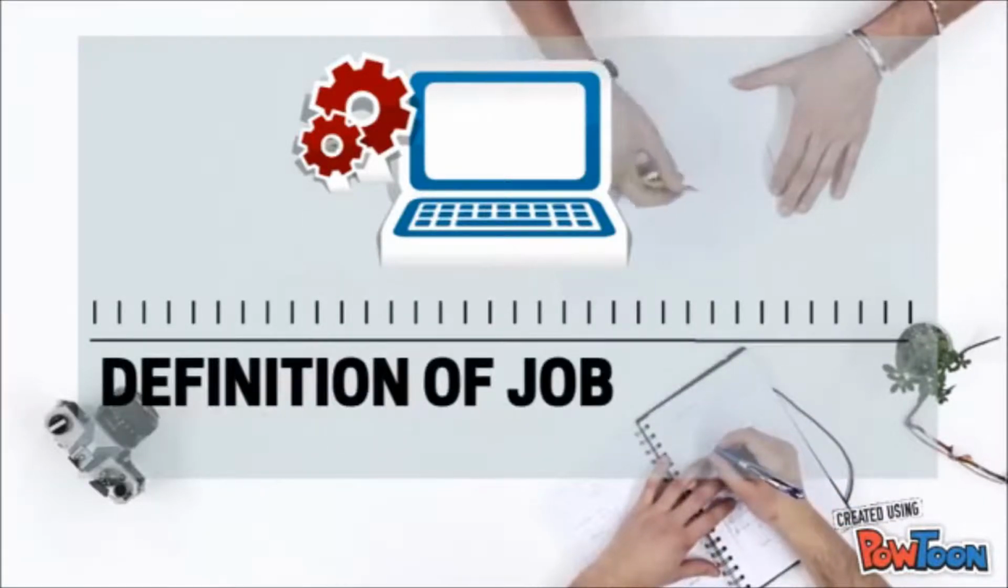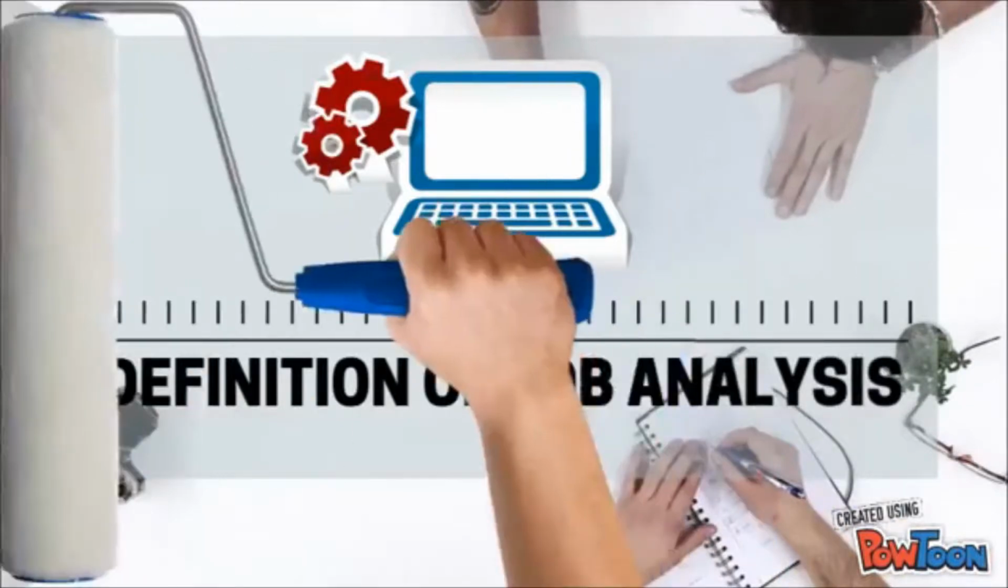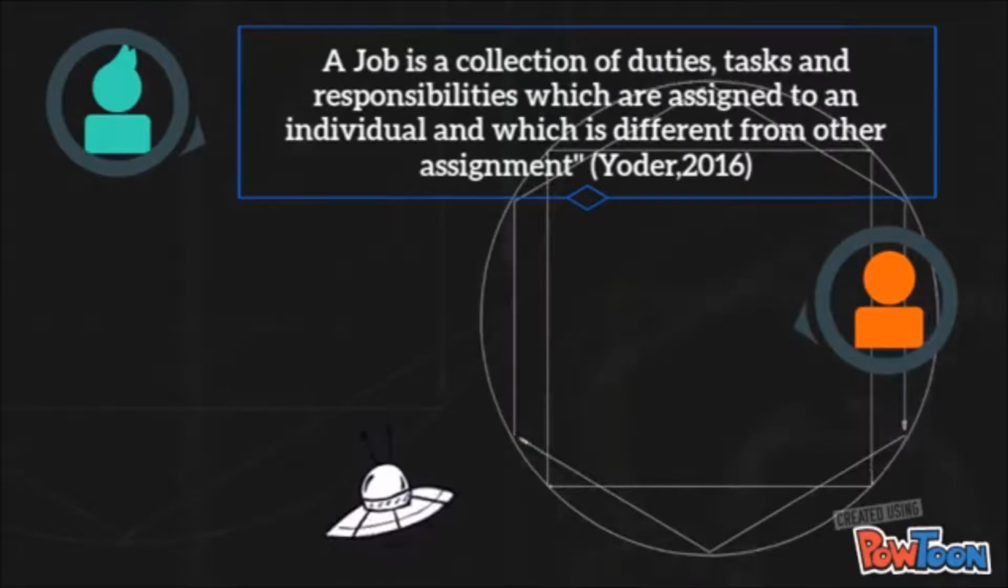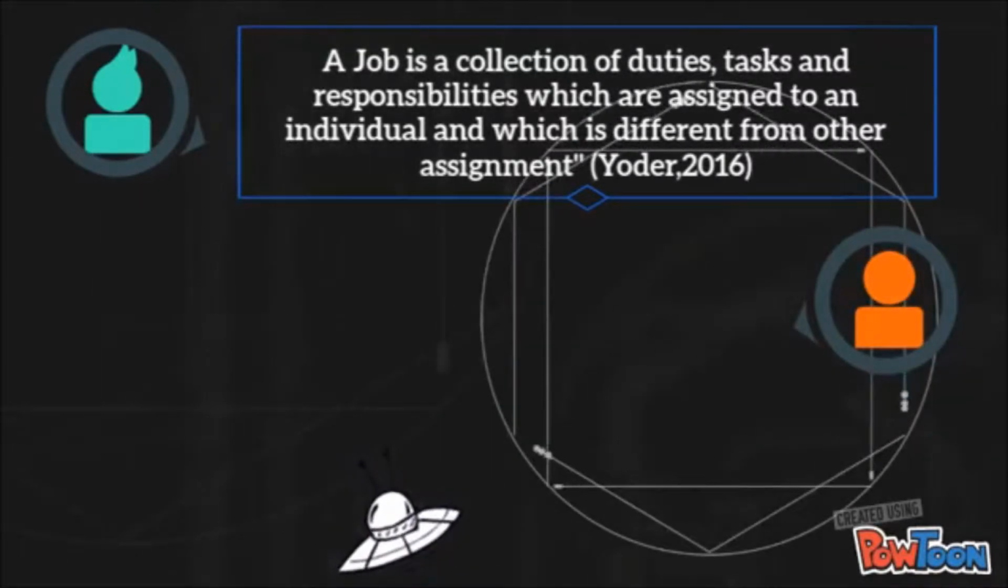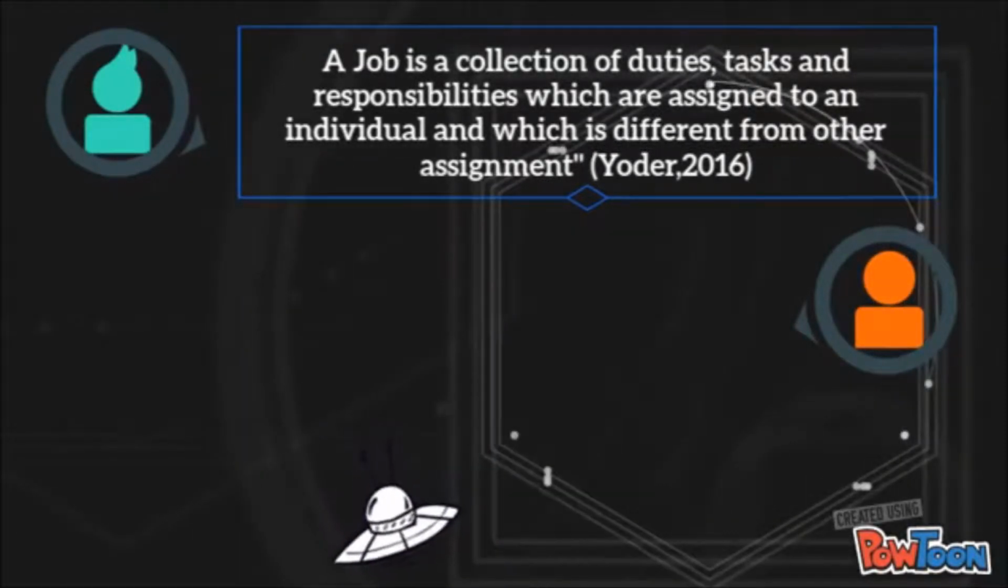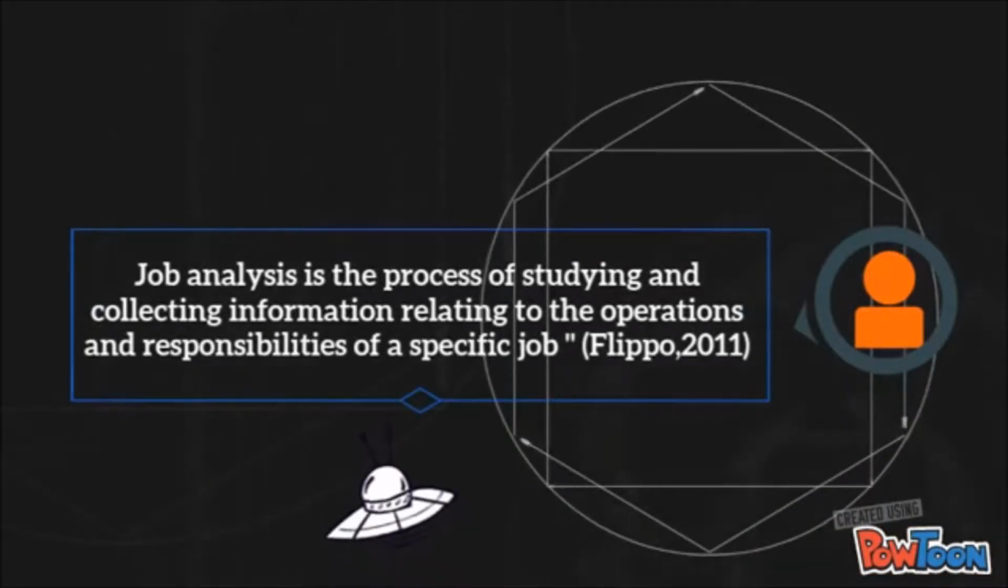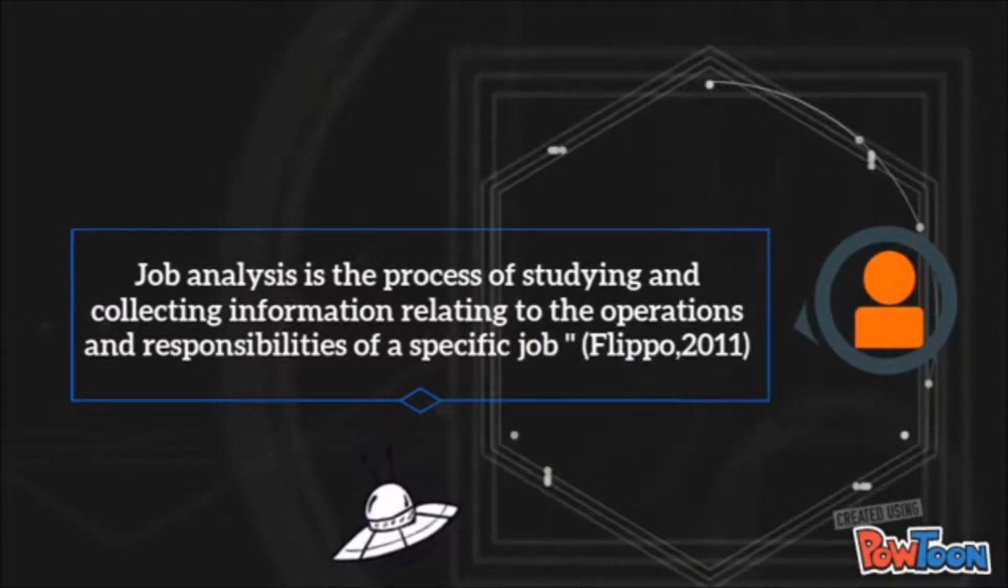Definitions of job analysis. A job is a collection of duties, tasks, and responsibilities which are assigned to an individual and which is different from other assignments, from Yoder 2016. Job analysis is the process of studying and collecting information relating to the operations and responsibilities of a specific job, from Philip 2011.